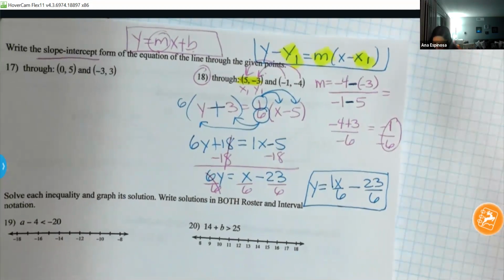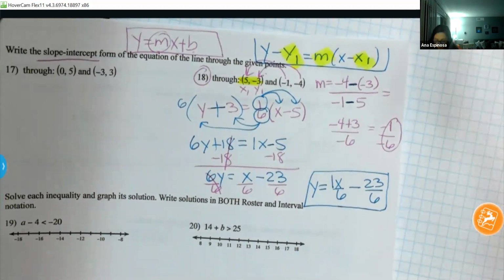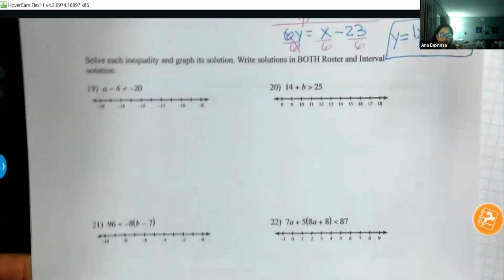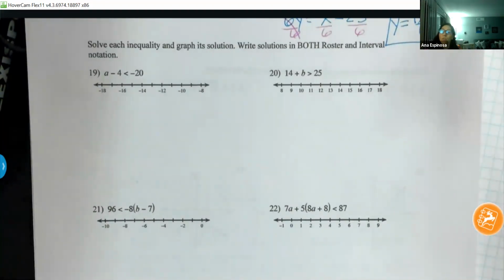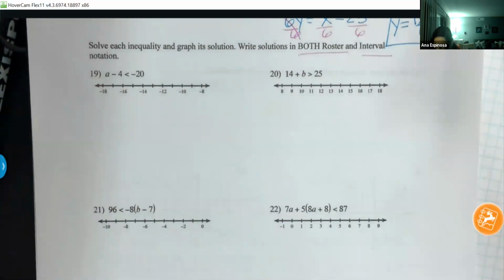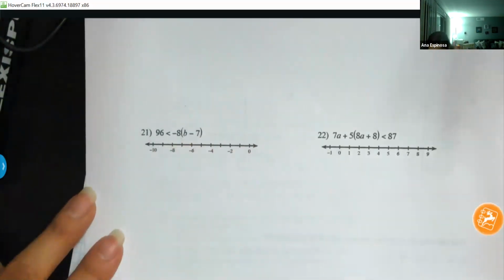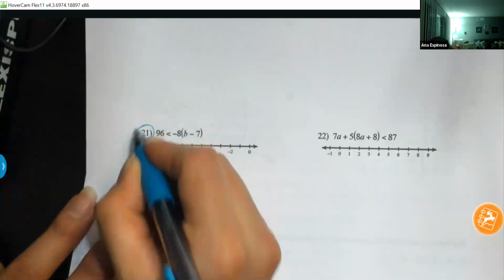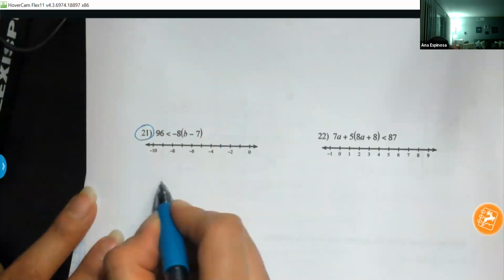Okay, in terms of the bottom inequalities, these are not difficult to solve. But I am going to solve maybe just one to get practice on both the roster and interval notation. So let's try this one right here, just because the variable's on the right, and that means some students make that really difficult.